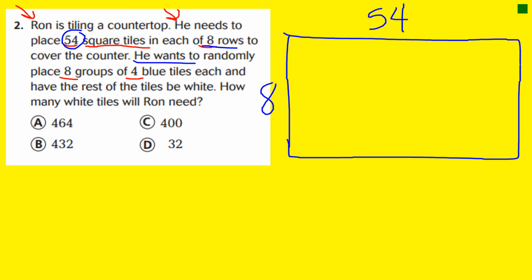Okay, now what is he doing? Mr. Artistic Tile Guy, right? He wants to randomly place 8 groups of 4 blue tiles each and have the rest be white. So he wants 8 groups of 4 blue tiles. So let's just, there's a group of 4 tiles, right? And how many does he want? 8 of those. Okay, he's doing a little countertop design.